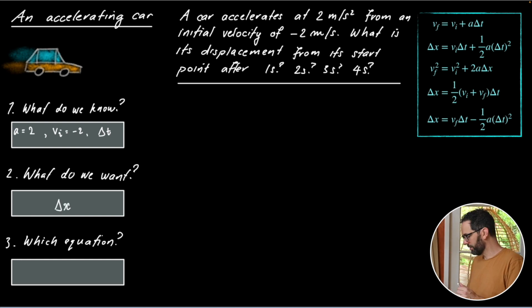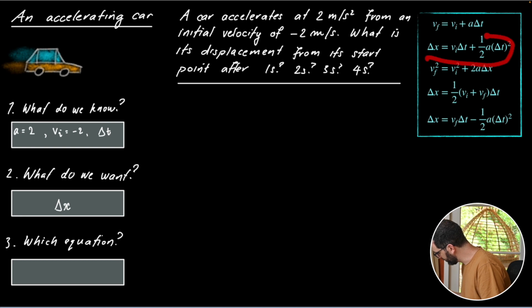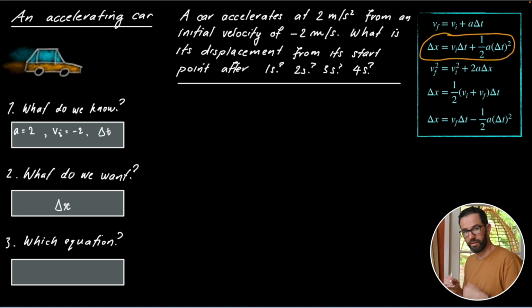So now our job is just to look through the kinematic equations that are on the right over there and find the one that relates acceleration, initial velocity, delta t, and delta x. And that is this equation here. It's got those four things in it. It doesn't have final velocity in it, which is good because we don't know anything at this point about the final velocity. Of course we could find it, but that's not what we've been asked to do.